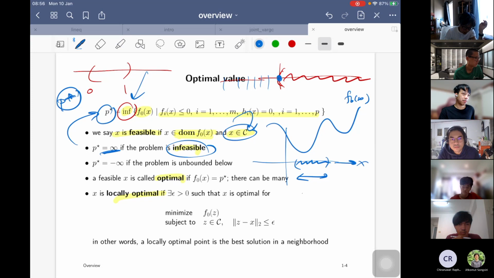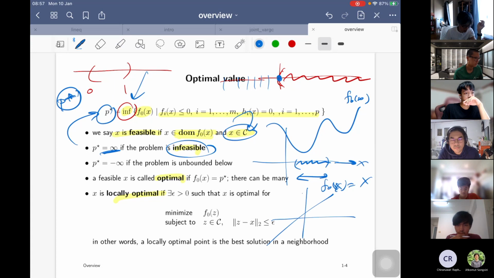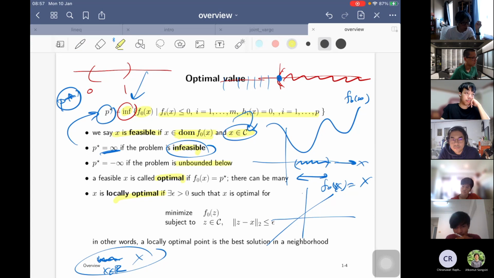If the problem is unbounded below, for example, a simple example: if f0(x) is a straight line function, and you state the problem as minimize x where x can be any real number, you see that I can choose x to be arbitrarily small. In this example, the problem is called unbounded below, because you can choose x to be small and p star tends to negative infinity.